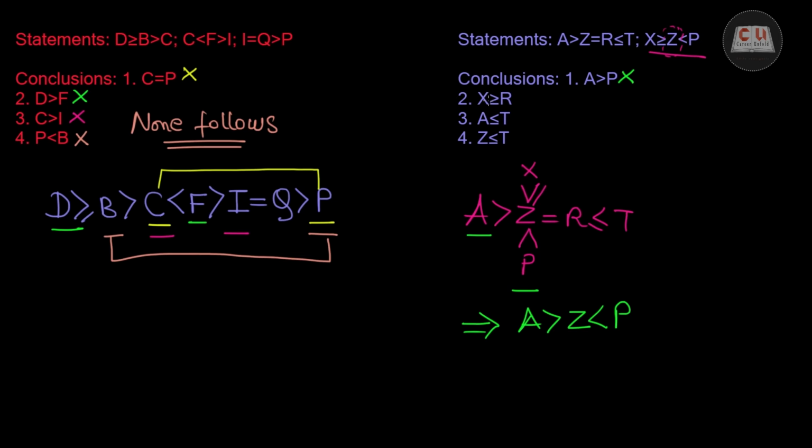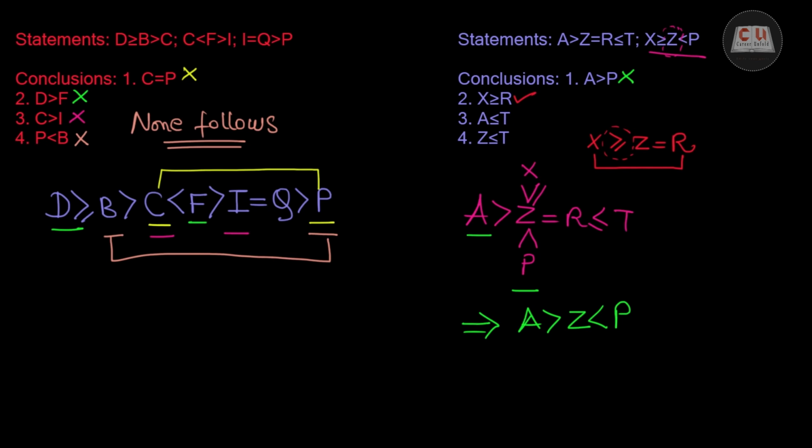Moving on to the next one, X and R. So here's X, here's R. If we combine these two, what do we get? X is greater than or equal to Z, which is equal to R. So between X and R, what do we have? This one would have higher priority. Remember the priority table, right? So this one is going to follow.